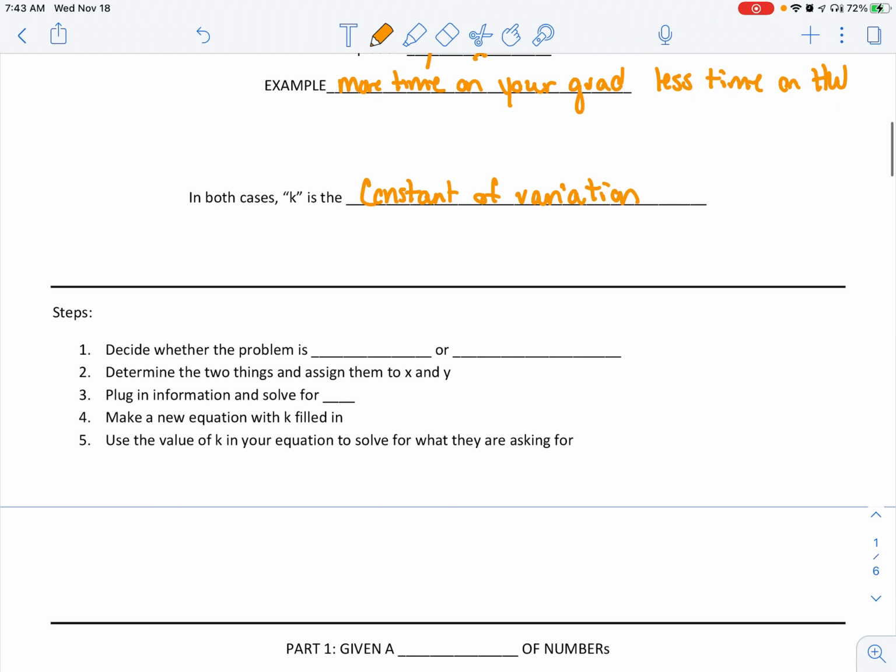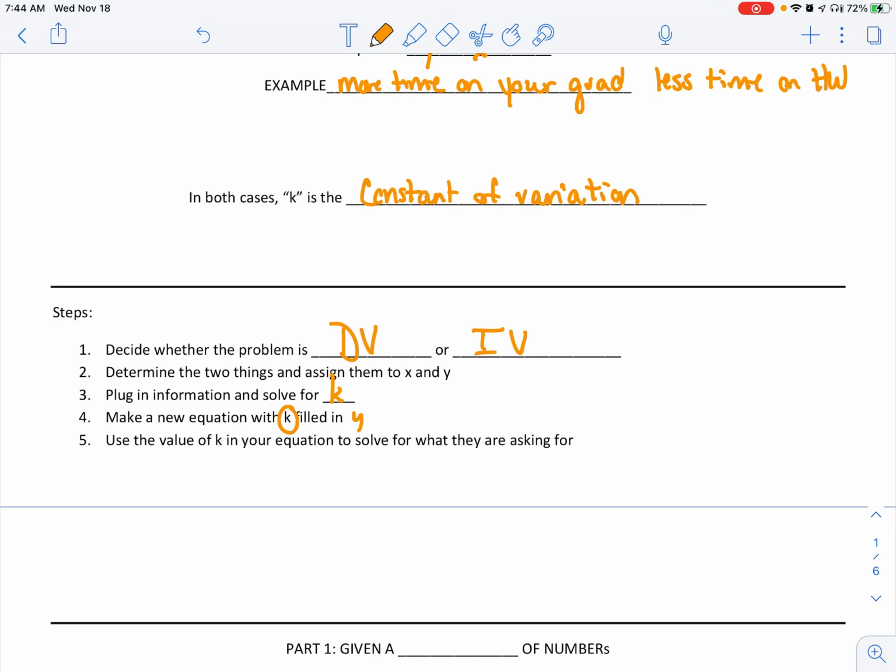First thing we're going to decide is whether a problem is direct variation or inverse variation. I should also note that later in the lesson, we're going to have both things happening in a problem. So determine if it's direct or inverse. Determine what the two things are and assign them to x or y or q and r or whatever variables you want to use. Plug that information in and solve for the constant. Every problem is going to have a constant if it is direct or inverse. Then make an equation with k and fill it in.